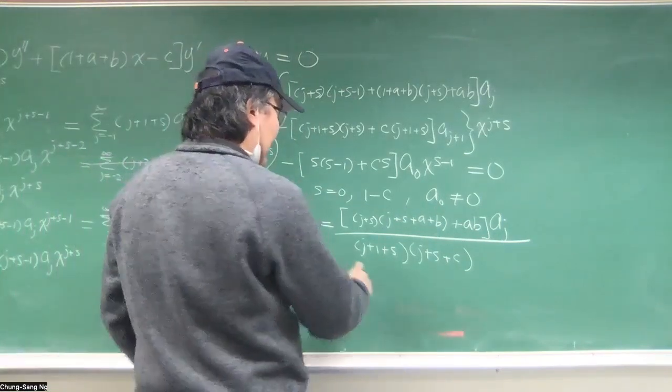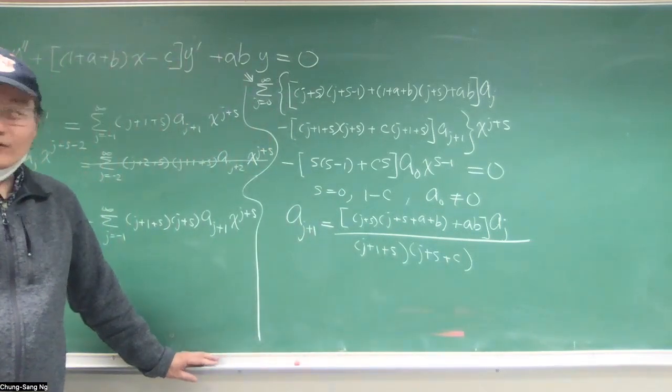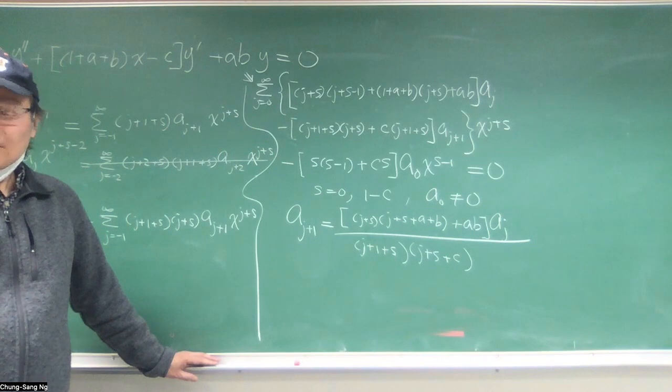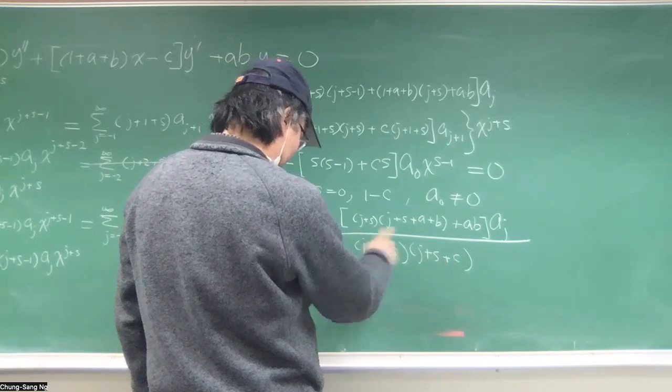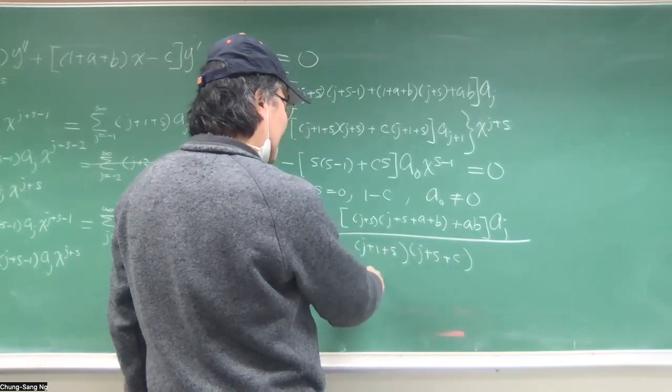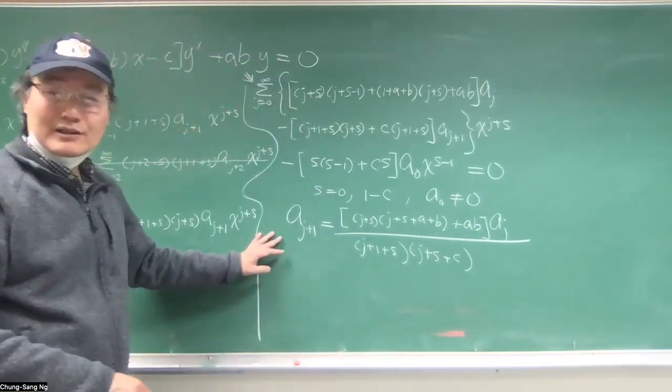But this relation is only useful if it converges. So we need to test the convergence. That's what the question is asking. Is that okay after this step?